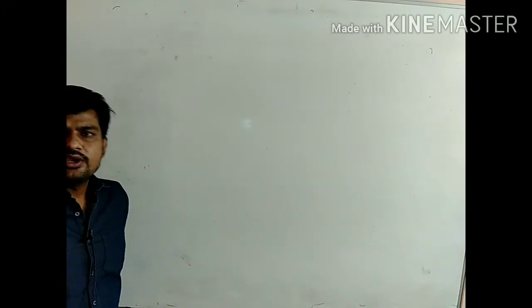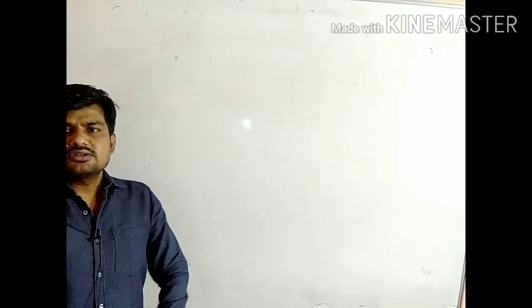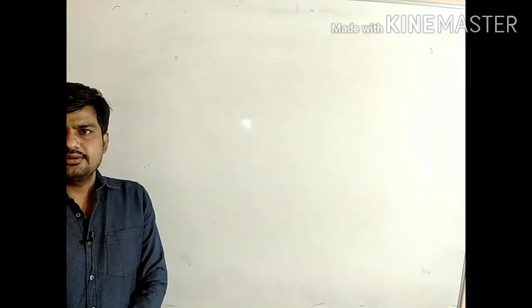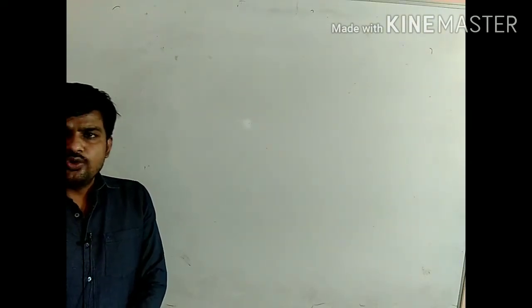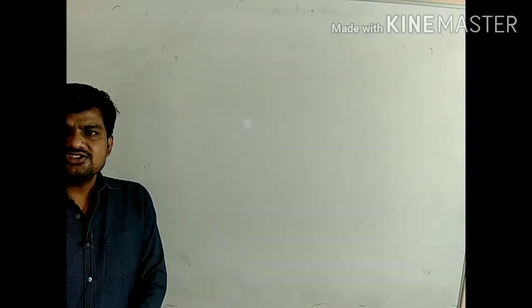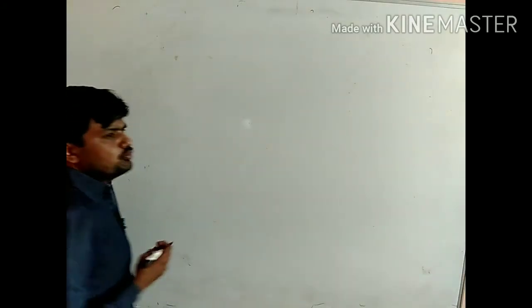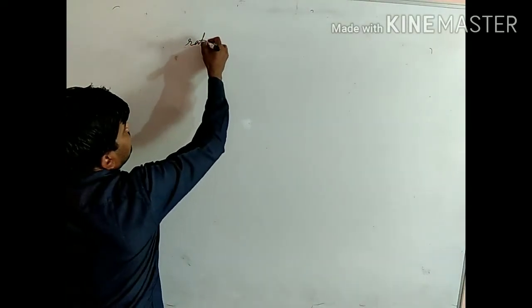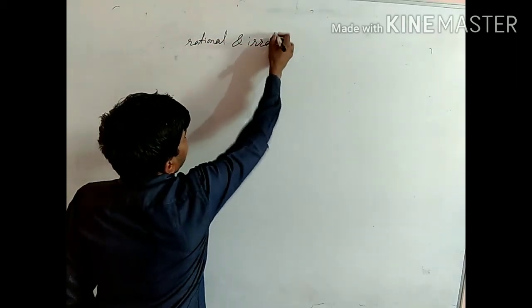Good morning students. In this video we will see what the result will be when we perform operations such as addition, subtraction, multiplication, division between two irrational numbers, or between one rational and one irrational number. So first of all, suppose we have to perform operations between a rational and irrational number.